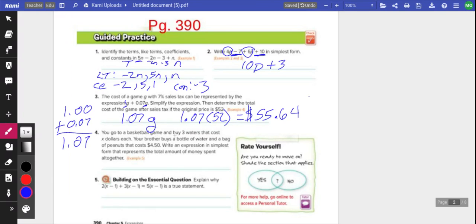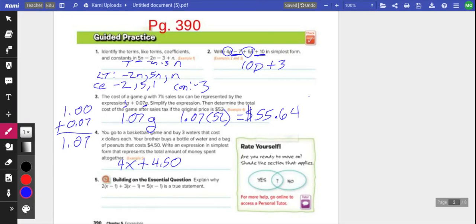You go to a basketball game and buy 3 waters that cost X dollars each. All right, your brother buys a bottle of water and a bag of peanuts that costs $4.50. Write an expression in simplest form that represents the total cost of money spent all together. So we know, well, how many waters did they actually buy? Okay. So if you bought 3 and then your brother bought another one, that means we have our 4X plus the $4.50.